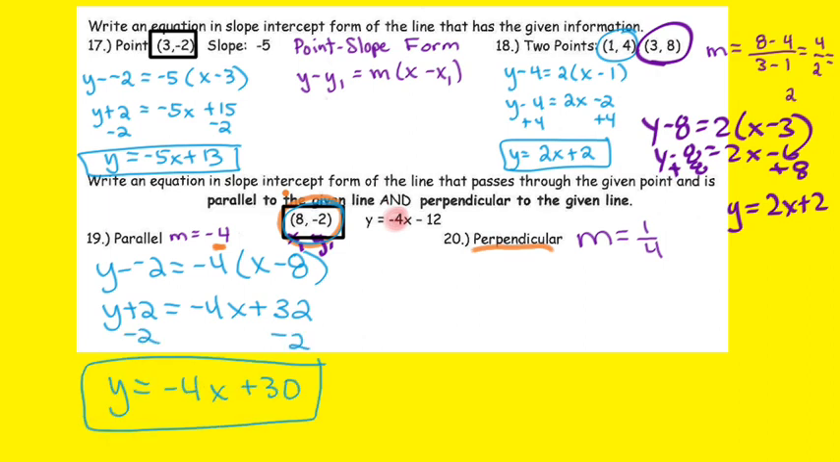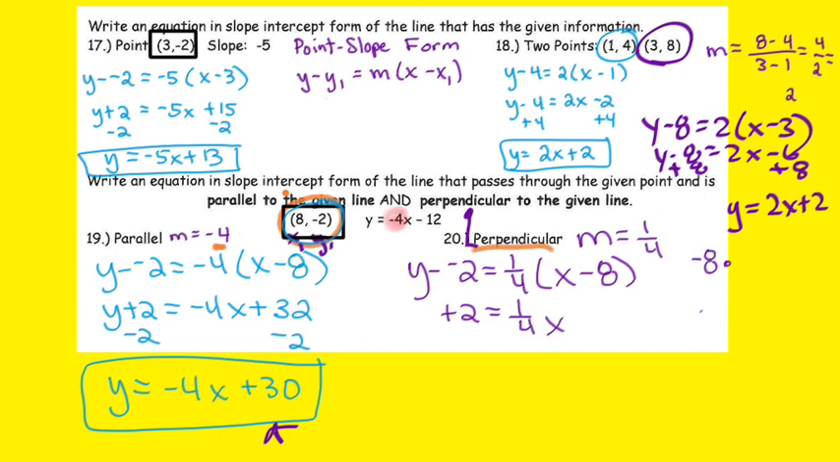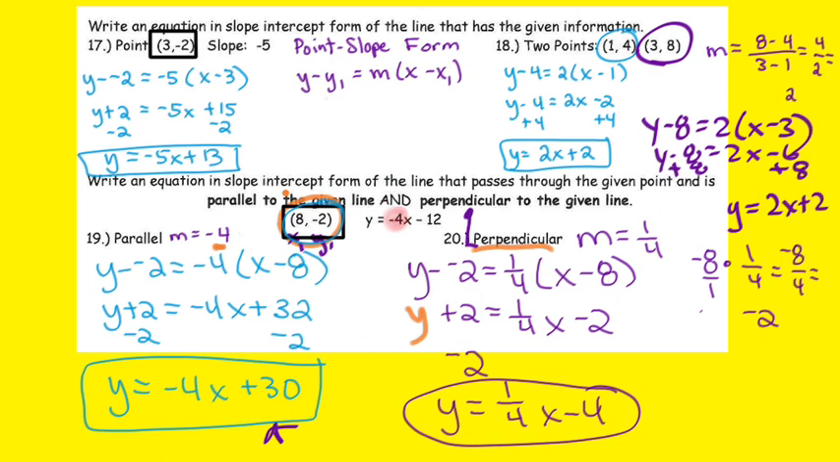And then the next equation, I do the same exact thing, but instead I'm using a different slope because I'm using an opposite reciprocal slope with the perpendicular slope. And I get y equals 1/4 x minus 4. And if you need that reminder of what the slope formula is, there you have it.